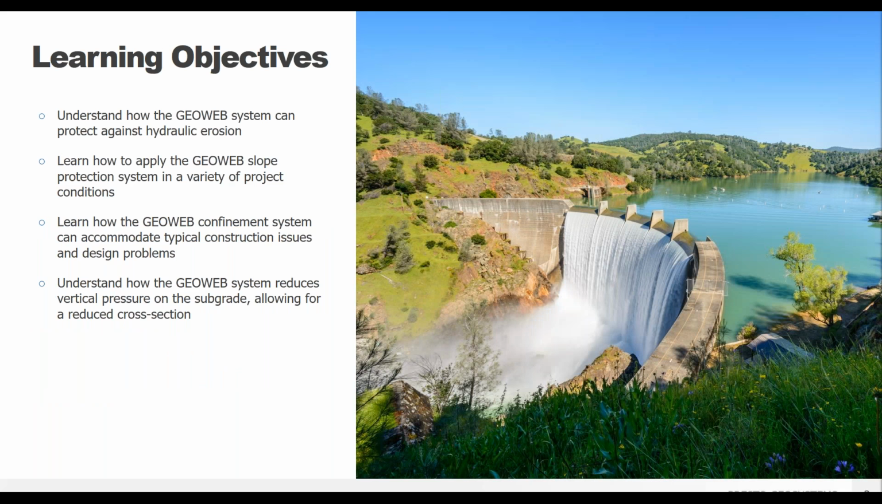So some learning objectives for today. We're going to learn about how the GeoWeb system can protect against erosion from water flow in a variety of project conditions, how the GeoWeb GeoCell system can accommodate typical construction issues and design challenges, and then also how the GeoWeb system can reduce the vertical pressure on subgrades to allow for a reduced cross-section in load support applications.